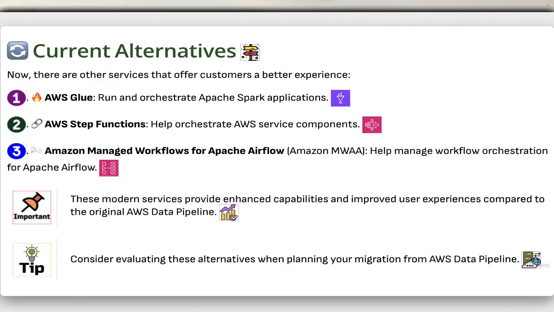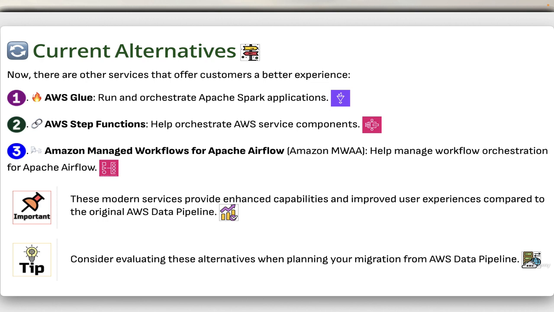But now, there are other services that offer customers a better experience. The first one is AWS Glue, with which you can run and orchestrate Apache Spark applications. The second alternative is AWS Step Functions, which helps orchestrate AWS service components. And thirdly, Amazon Managed Workflows for Apache Airflow, which helps manage workflow orchestration for Apache Airflow. Importantly, these modern services provide enhanced capabilities and improved user experiences compared to the original AWS Data Pipeline. One tip is to consider evaluating these alternatives when planning your migration from AWS Data Pipeline.